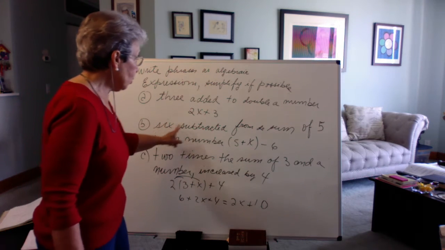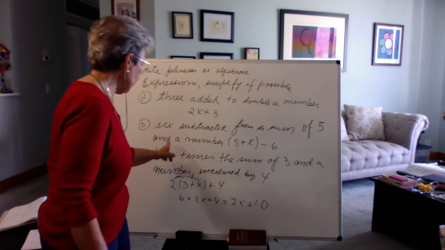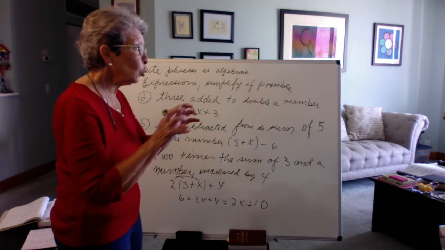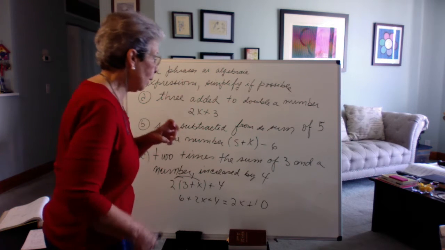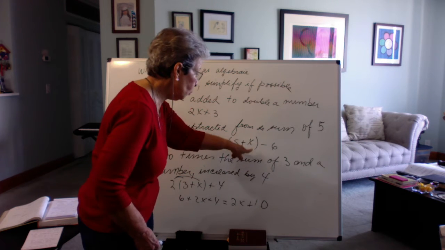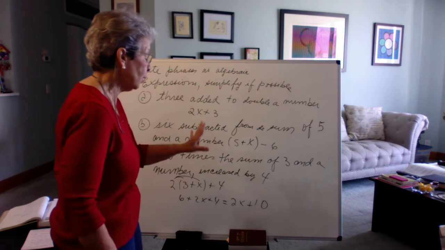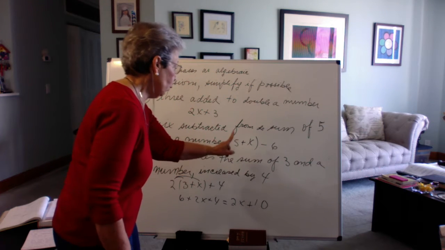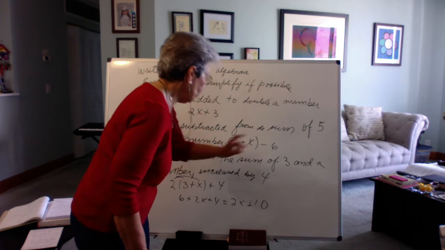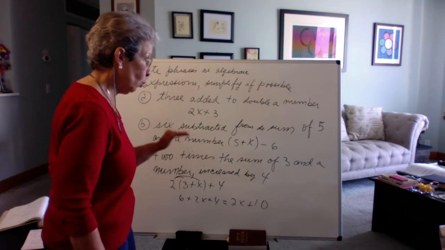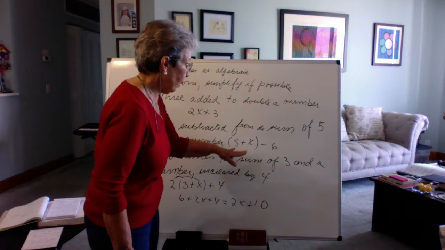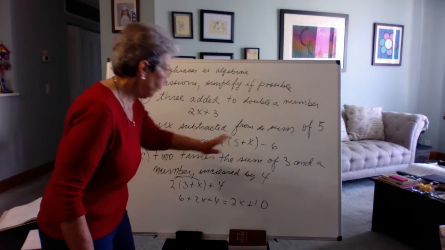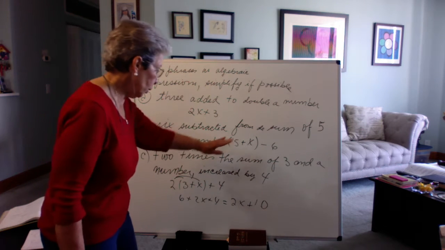B. 6 subtracted from the sum of 5 and a number. Remember, you are going to take 6 from something. From what? From the sum. If you have a sum, you need a parenthesis and write the sum inside the parenthesis. So, 6 subtracted from the sum of 5 and a number. But in this case, you have something to solve. After we finish explaining everything, I am going to solve the problem you have written here.